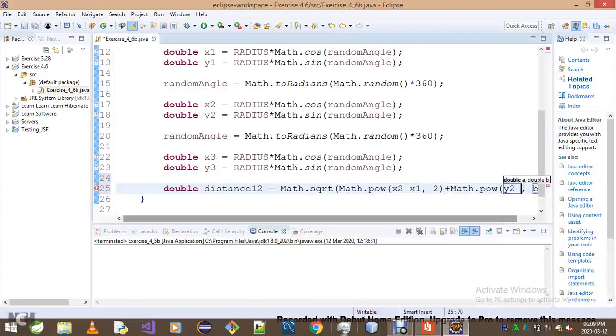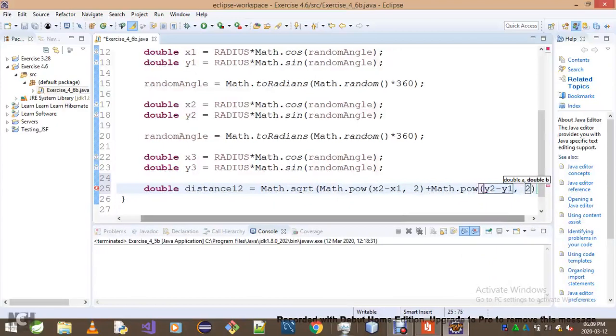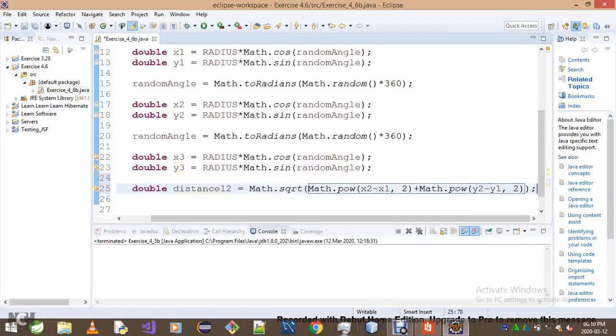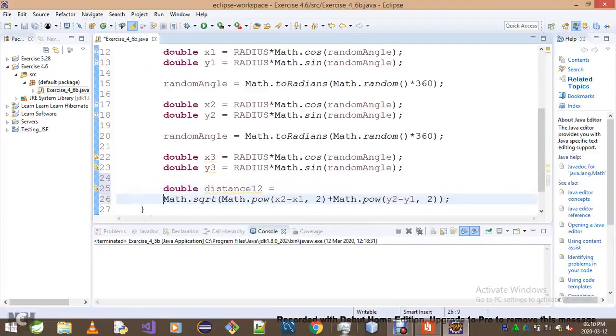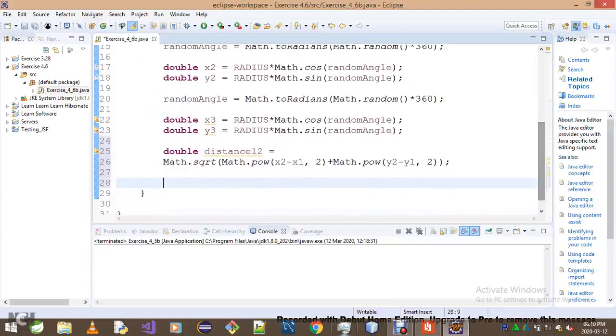Y2 minus y1. Again, I want to square all of that. This part right here is nothing else but the distance formula. It's the square root of (x2 minus x1) squared plus (y2 minus y1) squared. This is mathematics right here, folks. There's literally nothing much to do with programming. It's only mathematics.